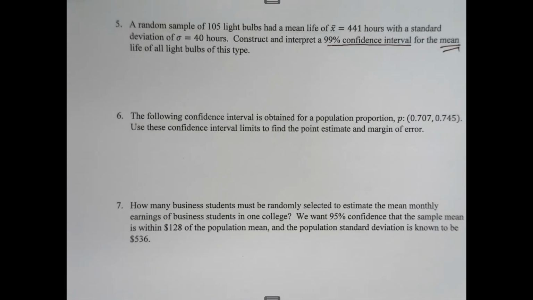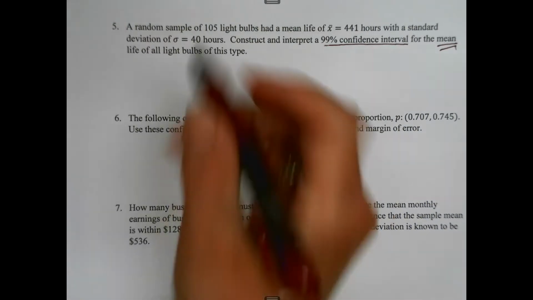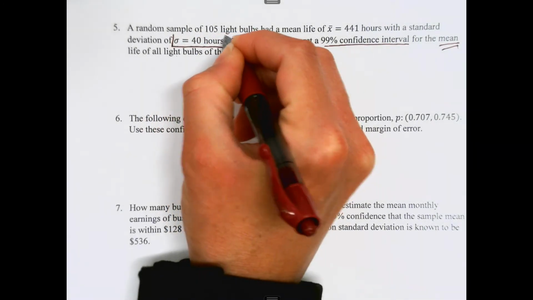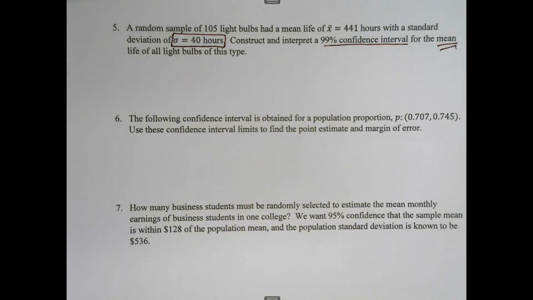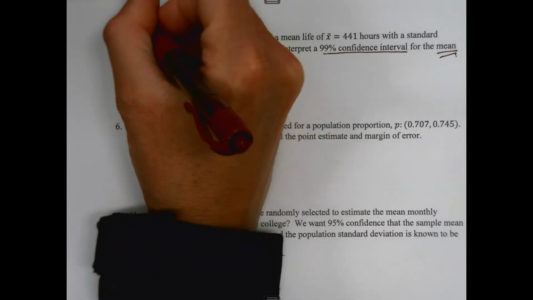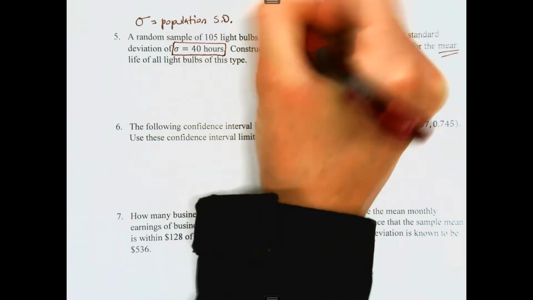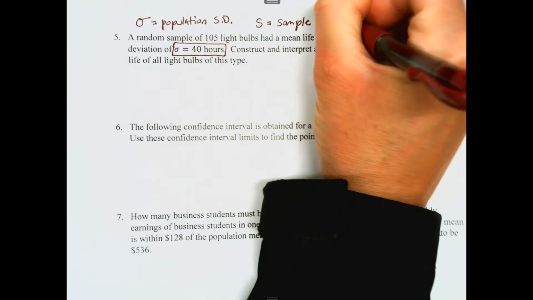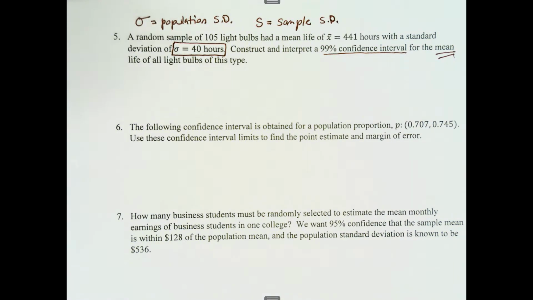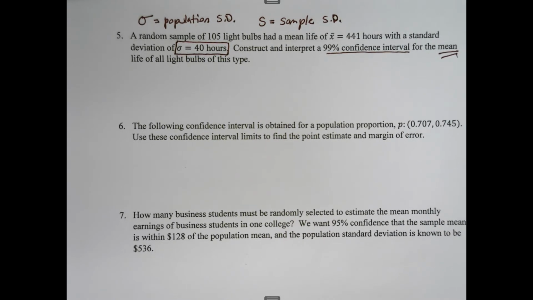Since we are dealing with a mean, we have to determine, are we going to be dealing with a t distribution or a z distribution? Looking at the information that's given, it tells us that the standard deviation is 40 hours. Specifically, it tells us that sigma is 40 hours. Remember that sigma is your population standard deviation, and s is your sample standard deviation. Therefore, we are going to use a normal distribution, or a z critical value, in this problem.